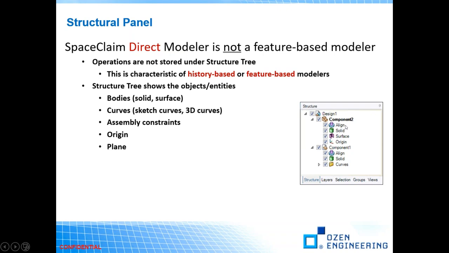What is only saved here is the component or the geometry and simple options, like a line, for example, or a tangent. If you have any plane or surface, that's what you will see here, but you don't have any history of the steps you have done in your work. What you can see, as mentioned here, is the bodies, either solid or surface, curves, sketch curves or 3D curves like what we see here, assembly constraints like a line here, for example, and the origin and planes. If you have any planes added to your model, you will see them here. That's it. You'll not see the steps.